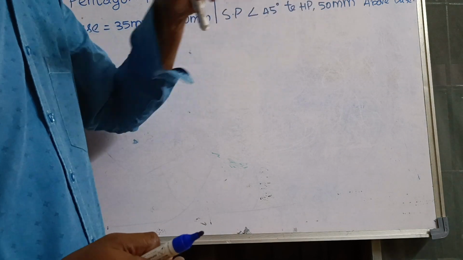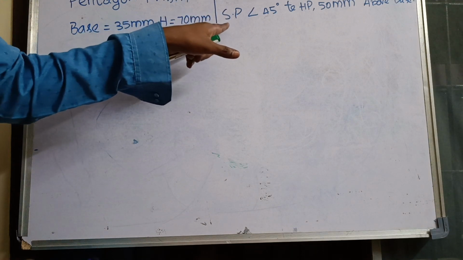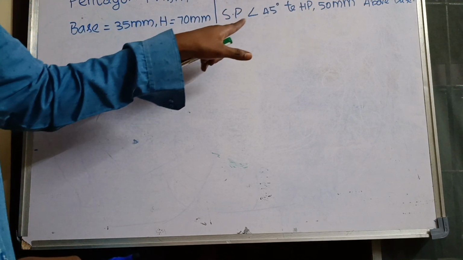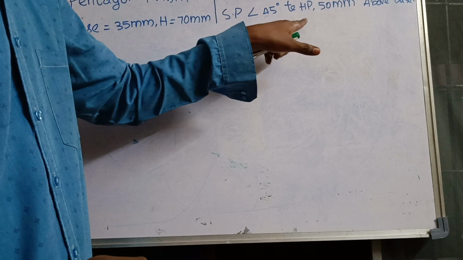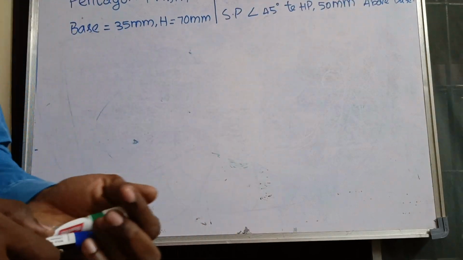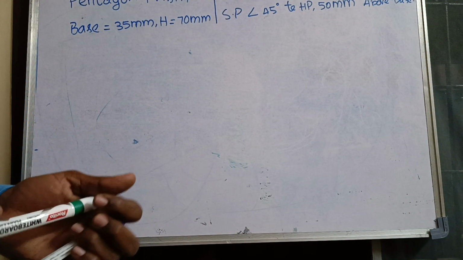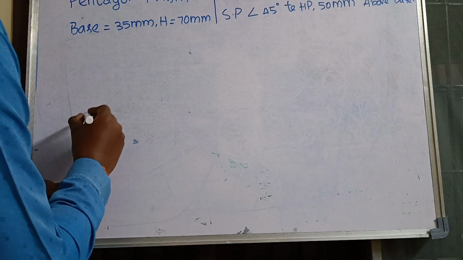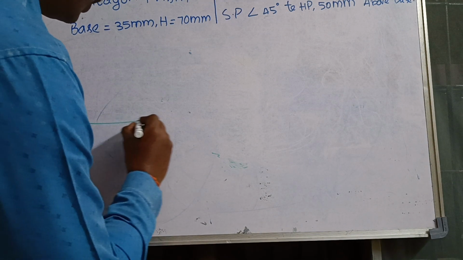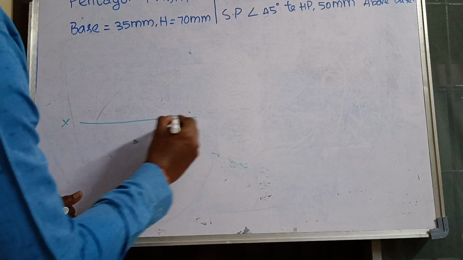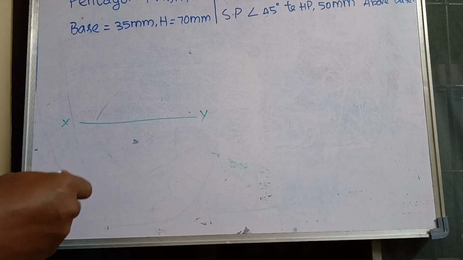Base is parallel to VP. For the section plane condition, the section plane is inclined 45 degrees to HP and 50 mm above the base. So first you draw the XY reference line.